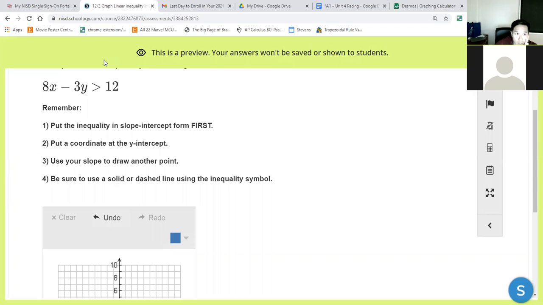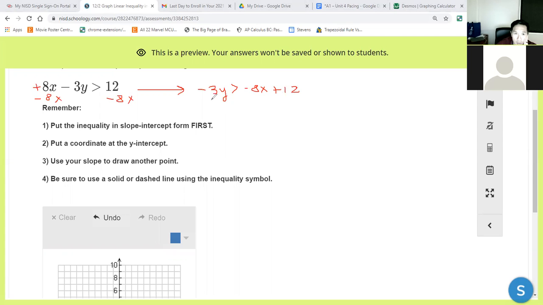So on the second one, I do the exact same thing. I need to move the 8x over to the other side and then get y by itself, so that way I can have it in slope-intercept form. This is a positive 8x, so that means this was adding 8x to the negative 3y. So what do I need to do? I need to subtract 8x. So I'm left with negative 3y is greater than negative 8x plus 12.